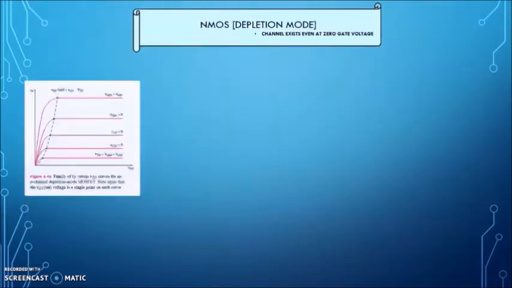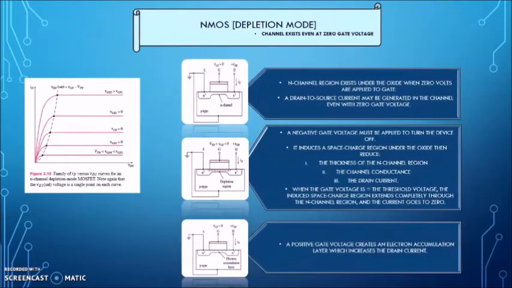Depletion mode of NMOS. Depletion mode means the carrier channel exists even at 0 gate voltage, and the channel region exists under the oxide when 0 volts are applied to the gate. A drain-to-source current may be generated in the channel even with 0 gate voltage. A negative gate voltage must be applied to turn the device off.